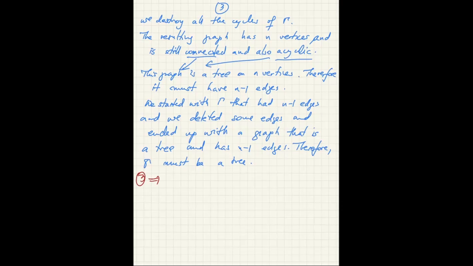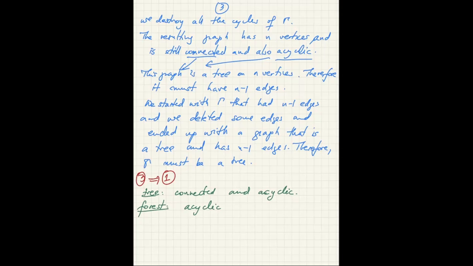Let's do 3 implies 1. For this one, I don't think I introduced this definition last time. A tree is a connected graph that is acyclic, so let me recall it here. A tree is connected and acyclic. But if you have a graph that is only acyclic, that's called a forest. So a forest is an acyclic graph. If a forest is connected, then automatically it is a tree.